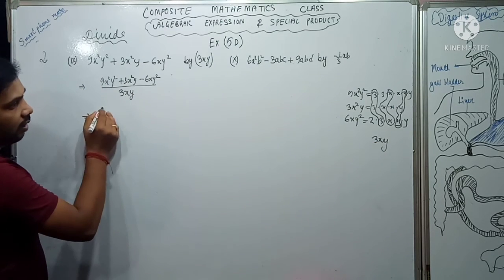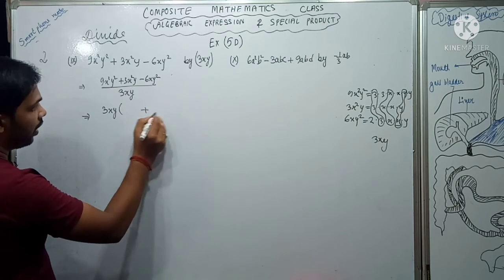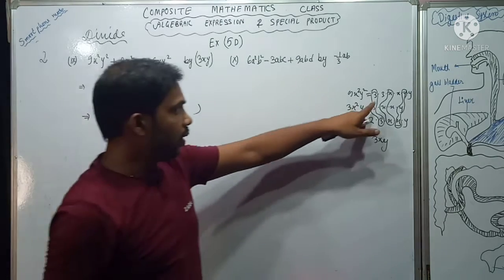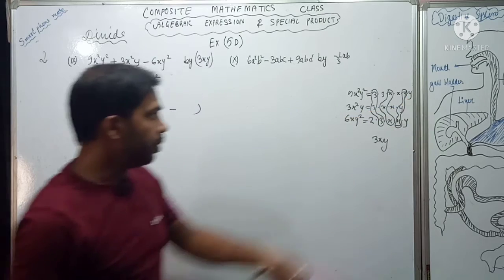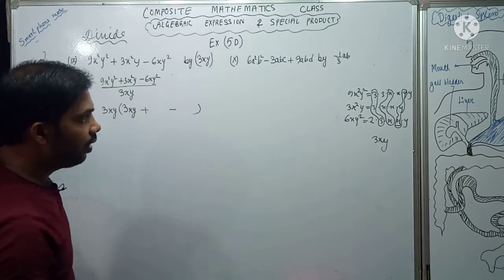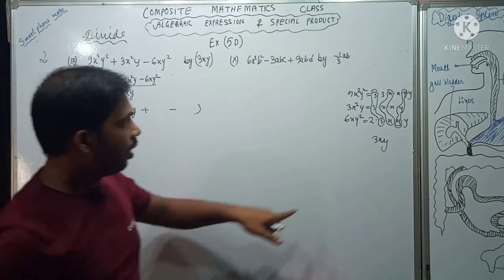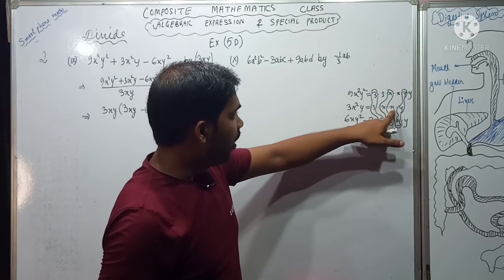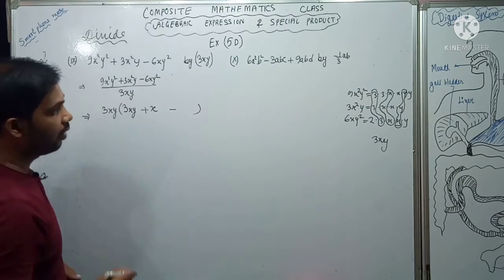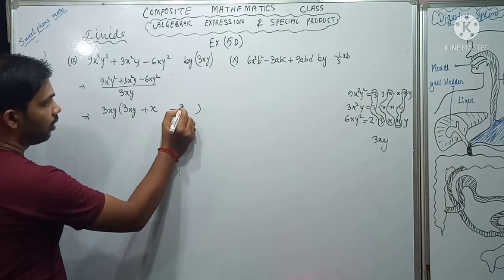So you can take out 3xy as common in these 3 terms. Now what will be remaining in these 3 terms? So it will be plus and it will be minus. So here you see what will be remaining, 3 into x into y, that means 3xy. What will be remaining here? Nothing is remaining here. Sorry, only x is remaining. So it is x. Again in here what is remaining? You see 2 and y. So it is 2y.